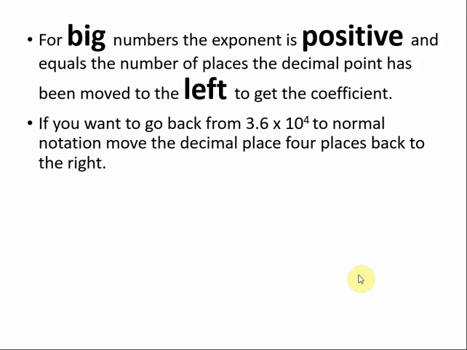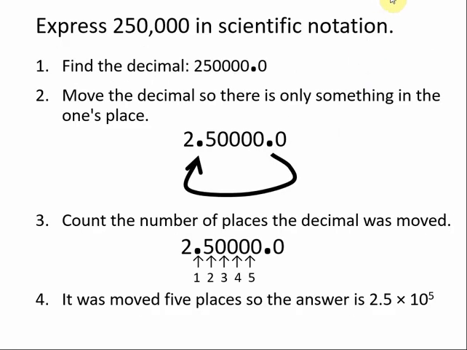As a review, for big numbers with lots of zeros, the exponent is positive and equals the number of places the decimal point has been moved to the left to get to the coefficient. If you wanted to go back from scientific notation to normal notation, you'd have to move the decimal place 4 places back to the right. Let's practice one more. To express 250,000 in scientific notation, you have to recognize where the decimal is at.